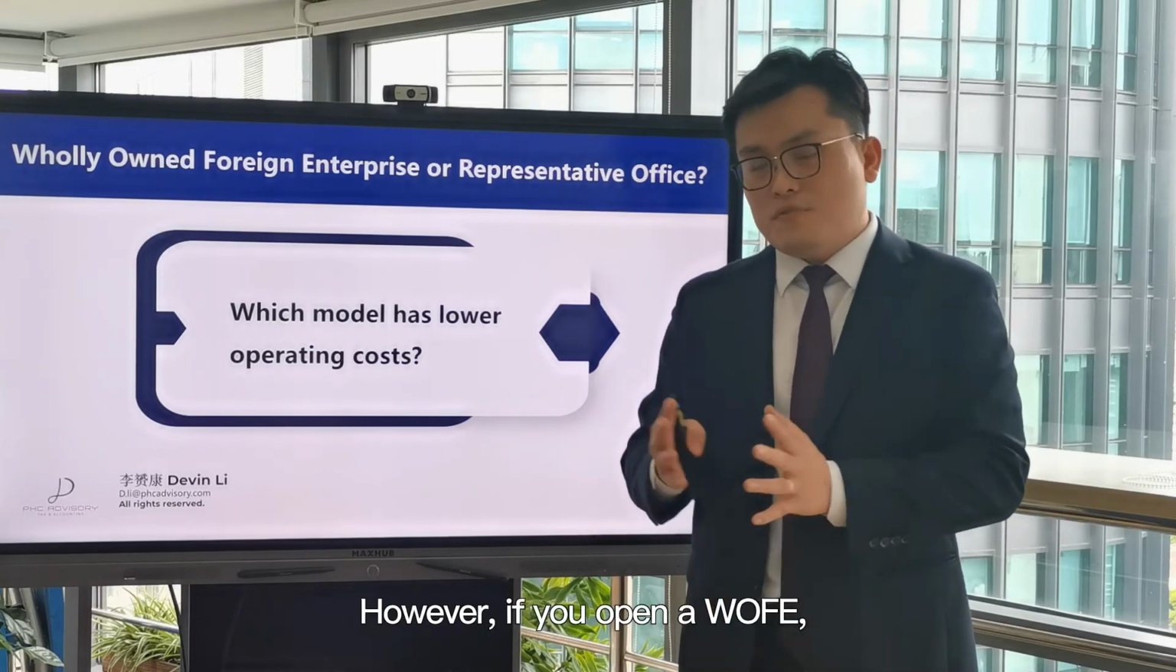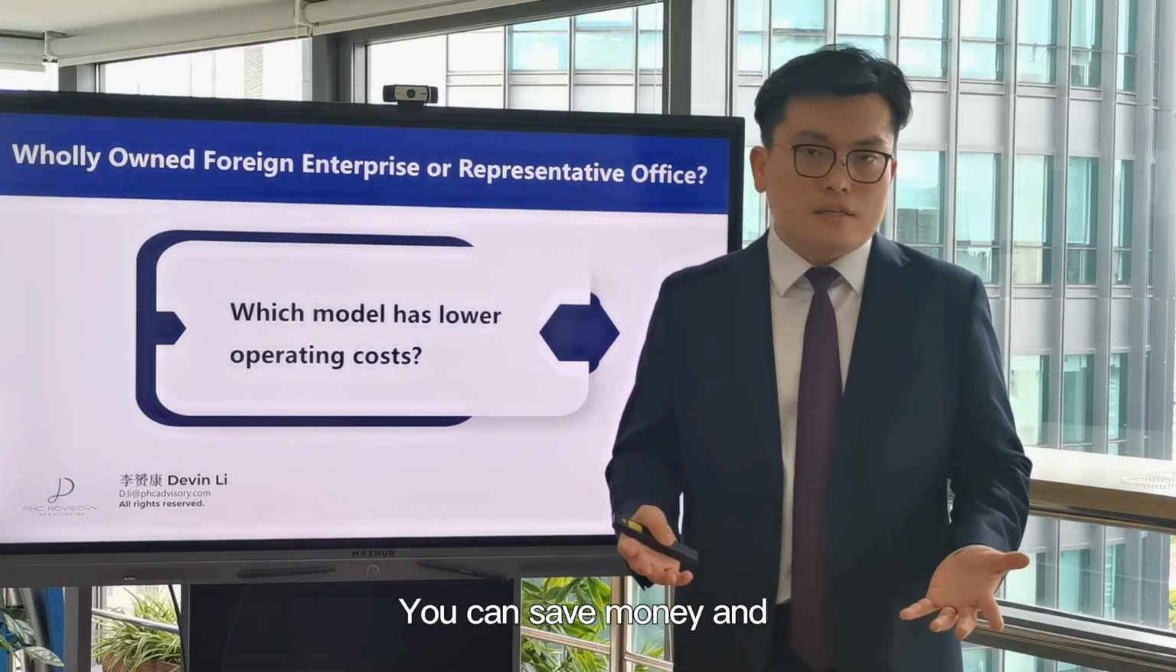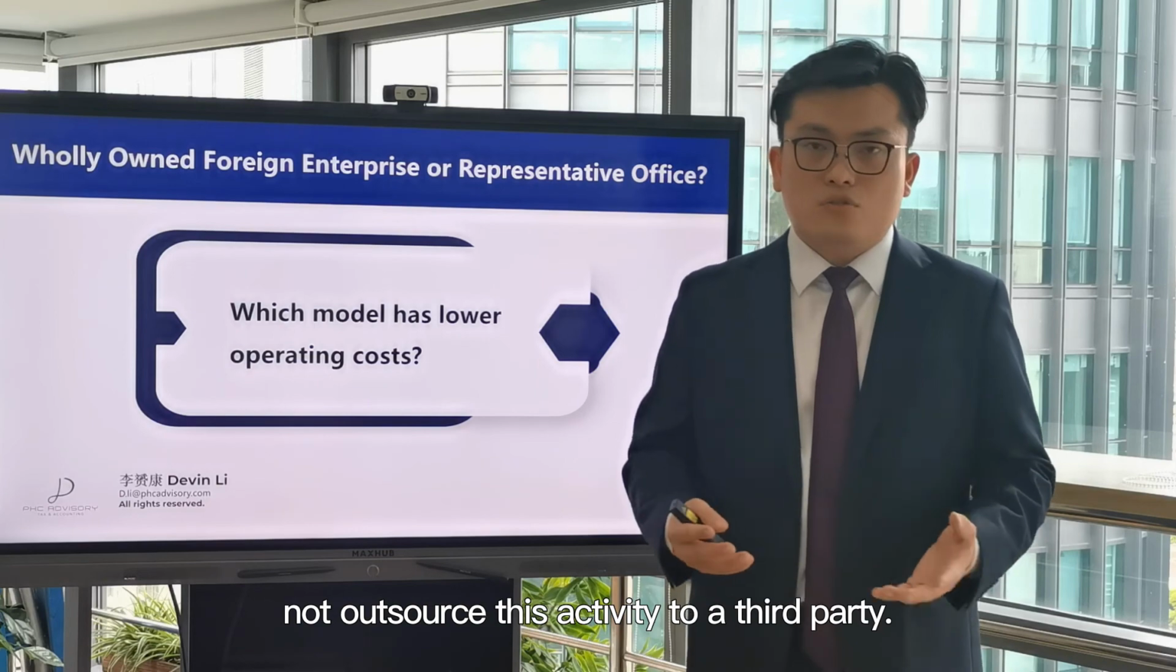In comparison, if you open a WFOE, you can do this by yourself, meaning you can save money and not outsource this activity to a third party.